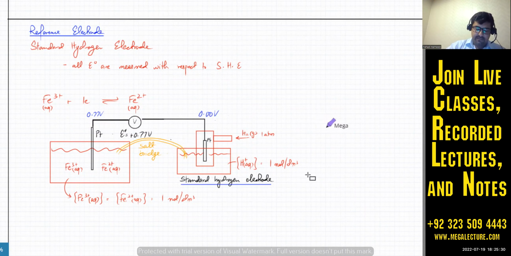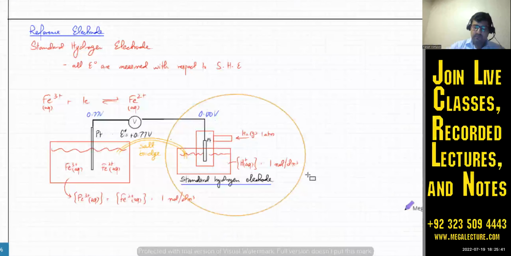Okay, is the diagram clear? Remember, the diagram is important. That's why we're spending time on this. Okay, this thing. The rest we'll talk about tomorrow.